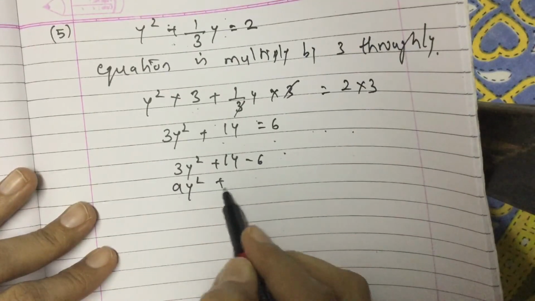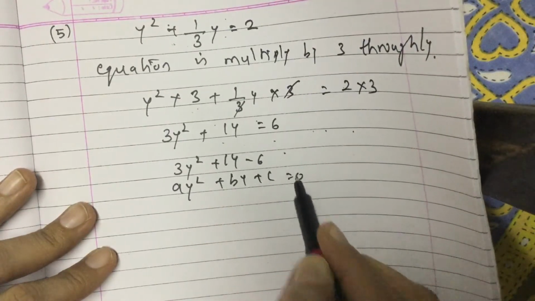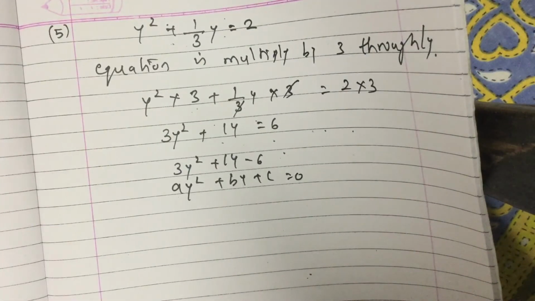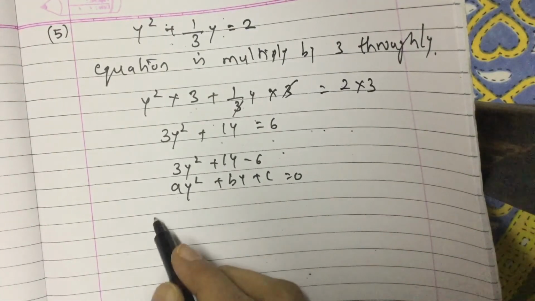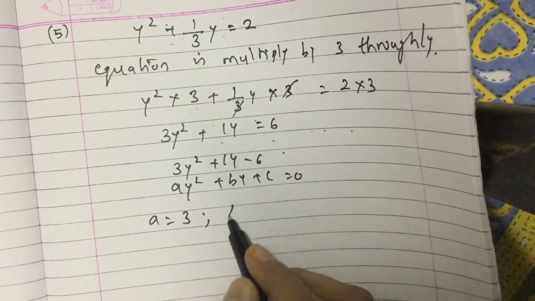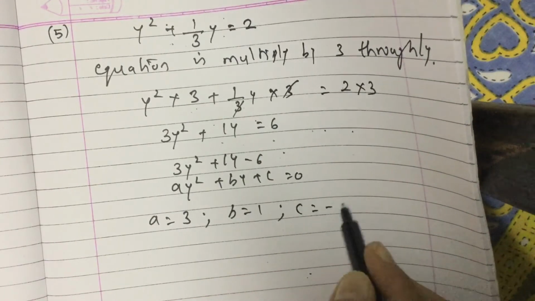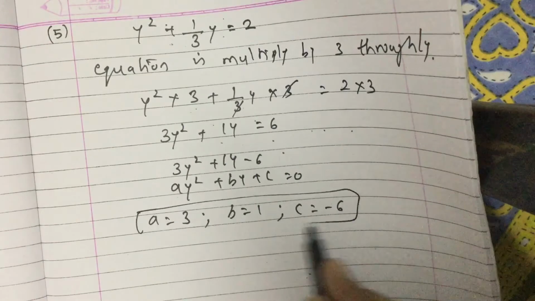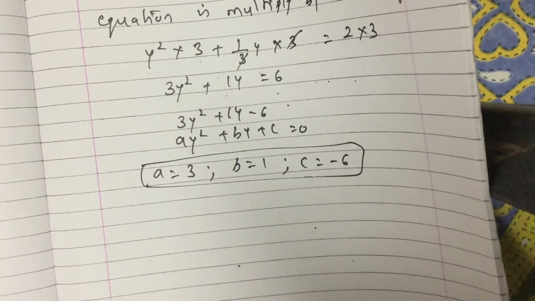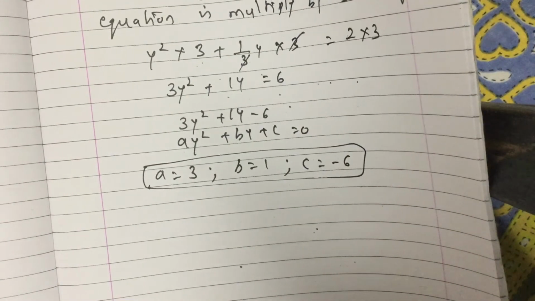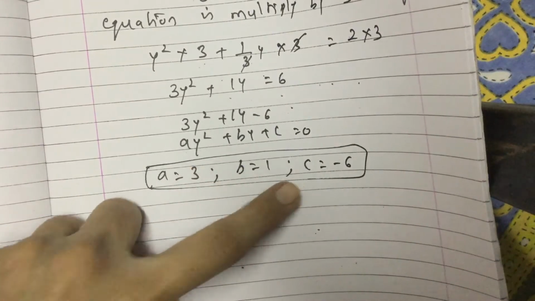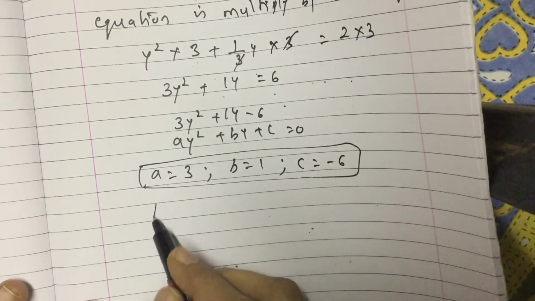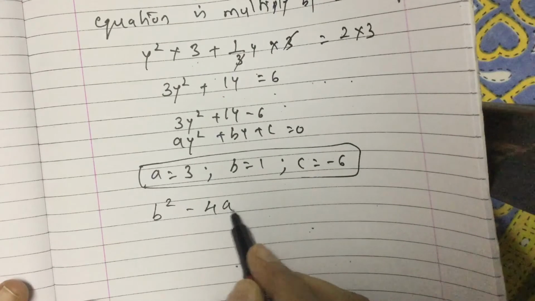Compare this with the standard equation form. So we will get ay square plus by plus c. So a value is equal to 3, b value is equal to 1, c value is equal to minus 6. See, you have to consider the minus sign also. If the letter carries the minus sign, you have to write it. If it carries the plus sign, no need to mention.